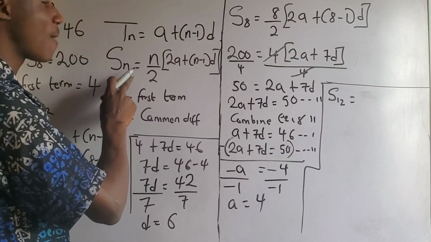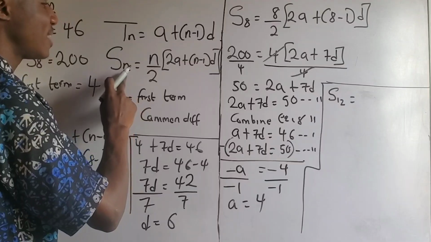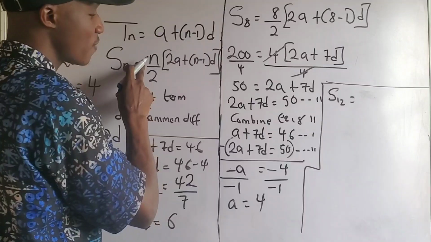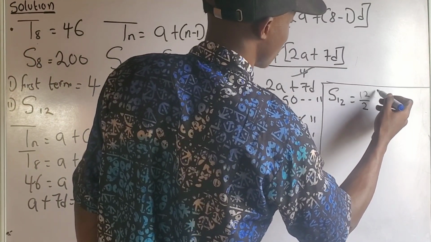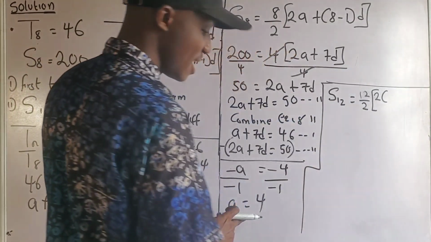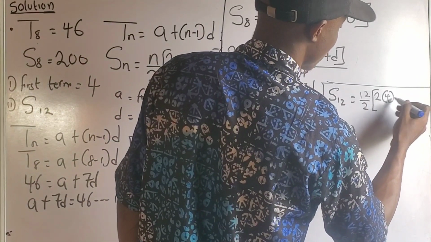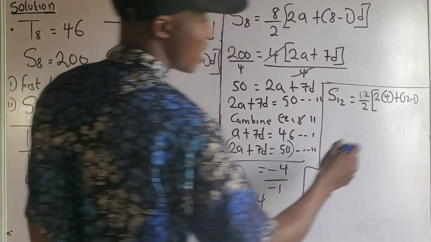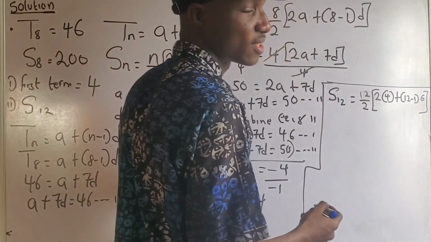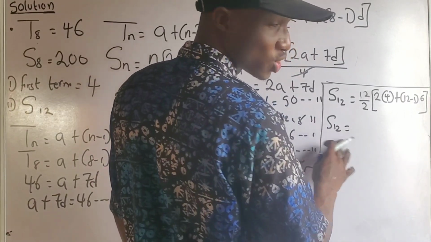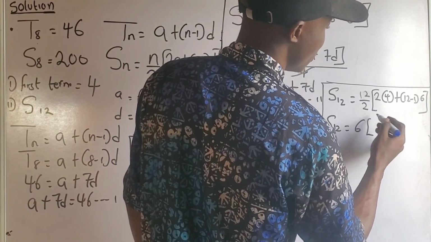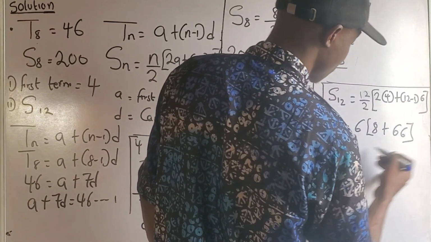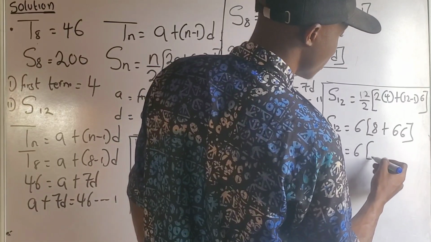The sum of the n terms formula of an arithmetic progression is this. So when n is 12, S12 equals 12 over 2 multiplied by 2 times a. a is now 4, you understand? So I'm going to have 4 plus 12 minus 1 multiplied by d. d is what? 6. So multiplied by 6. Do you get it? So the sum of the 12th term equals 6 multiplied by 2 times 4 is 8 plus 12 minus 1, 11. 11 times 6 is what? 66. So the sum of the 12th term is 6 times 8 plus 66.